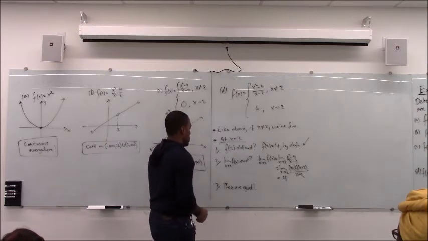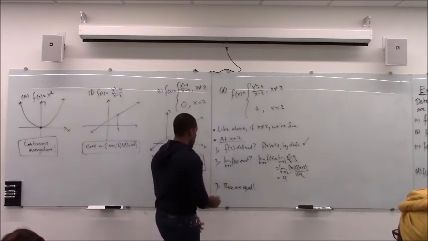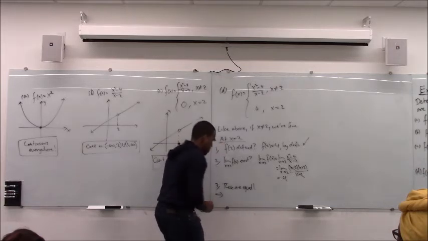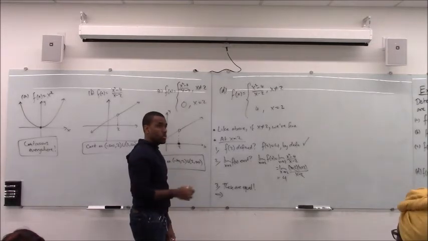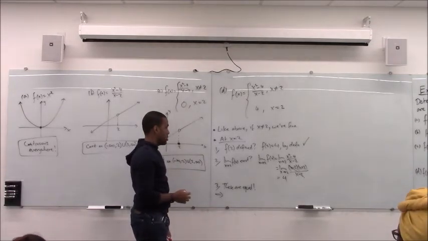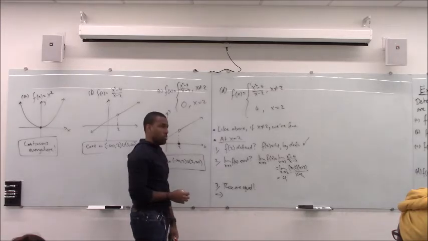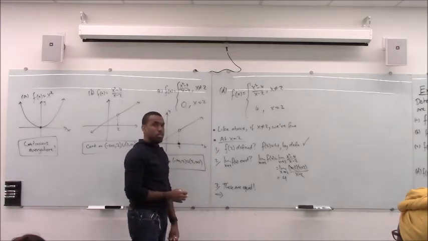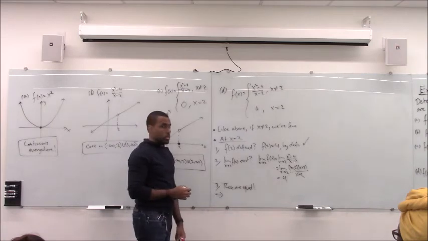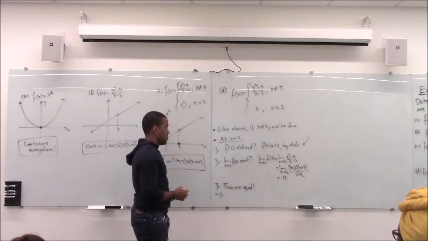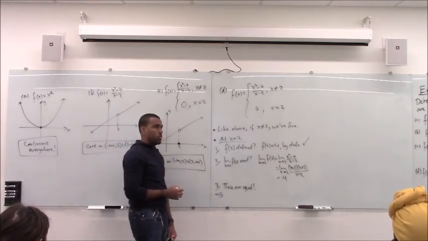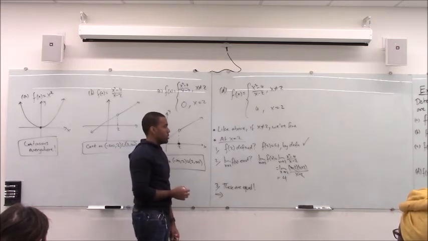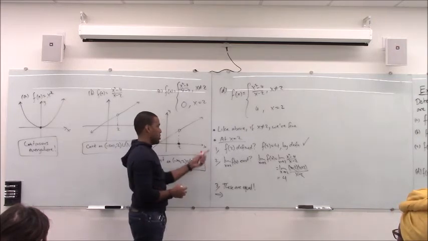Okay, so these 3 things, what do they allow me to conclude? F is continuous from negative infinity to infinity? No, these 3 things do not allow me to conclude that. It's continuous from negative infinity, comma 2, union 2, comma infinity? No. Not allowed to conclude that. What can I conclude from these 3 things?